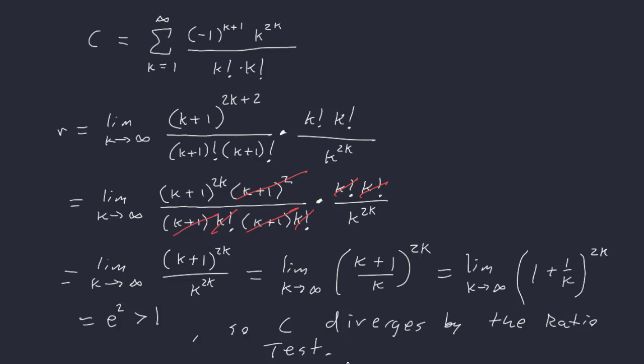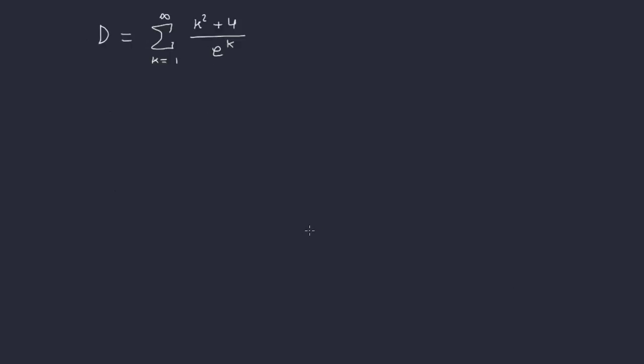All right, so that is sort of how these end up working. Let me do another example, and then I will show some examples of the inconclusive case. Okay, so here we have k squared plus 4 all over e to the k. All right, now notice there's no factorial here.